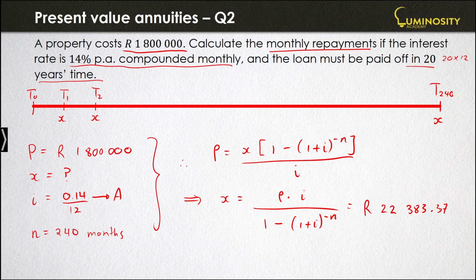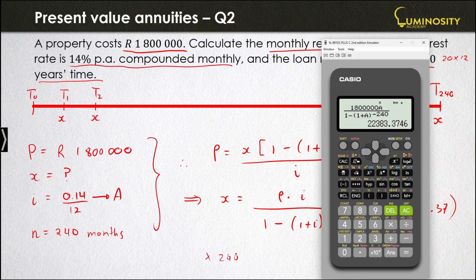So that means I'm going to be making 22,383 Rand and 37 cents payments, 240 of them, because that'll be over 20 years, in order to pay off the original loan of 1.8 million Rand. And again, if you're interested to see how much you're actually paying for that loan, if you take that amount and multiply it by 240 payments, that is 5,372,009 Rand and 90 cents.